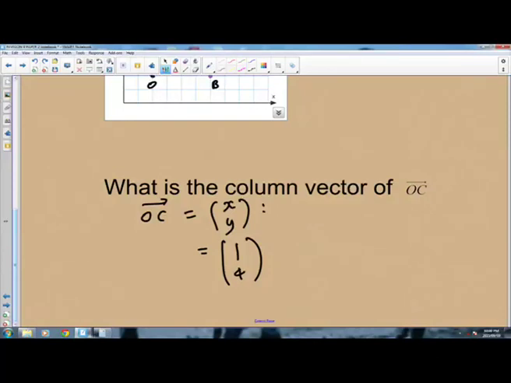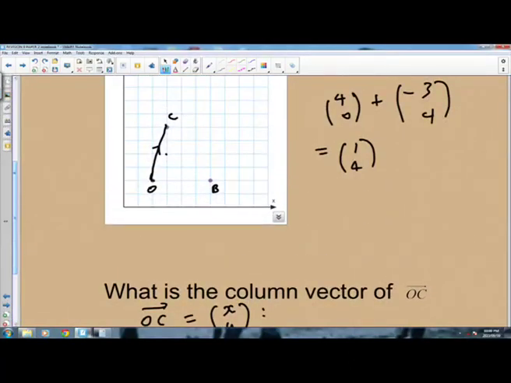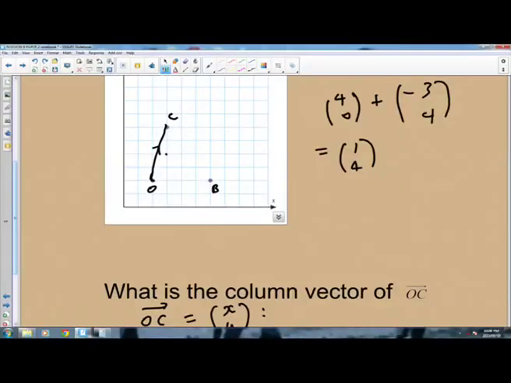This is how we represent vectors as line segment, as well as coming out with the column vector for a given line segment. Because here, from O to C, this is a line segment. And then this question is simply saying, write down the column vector for the line segment OC. And we can see that to write down the column vector for line segment OC, you move 1 step to the right and then you'll move 4 steps up.